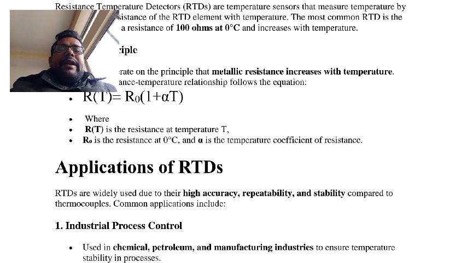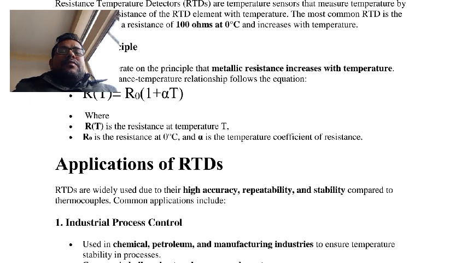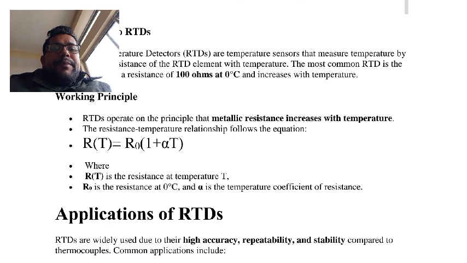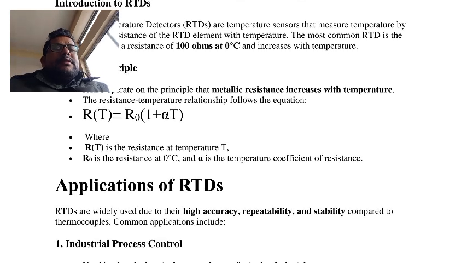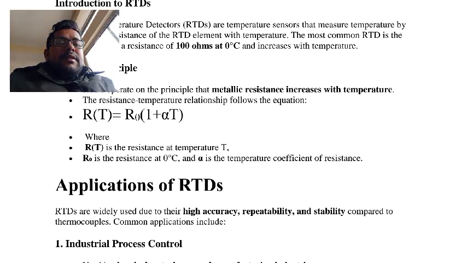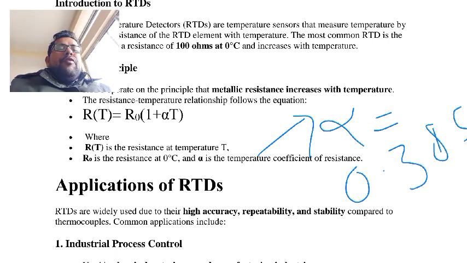RTDs are widely used for their high accuracy. Alpha is the temperature coefficient. For platinum, the value of alpha is generally 0.385. This is the value of alpha.